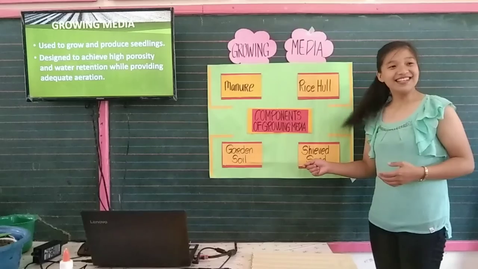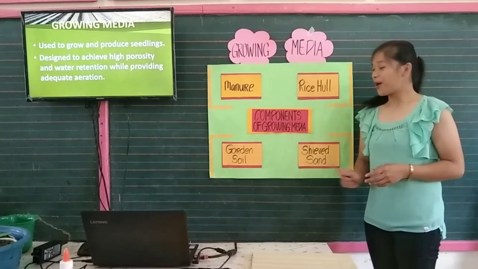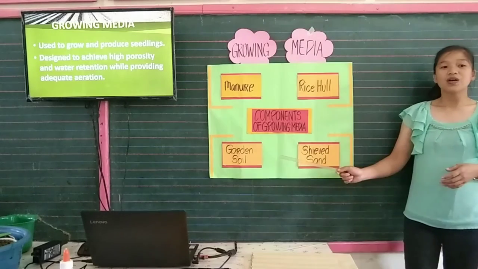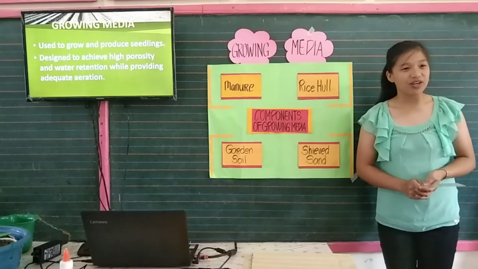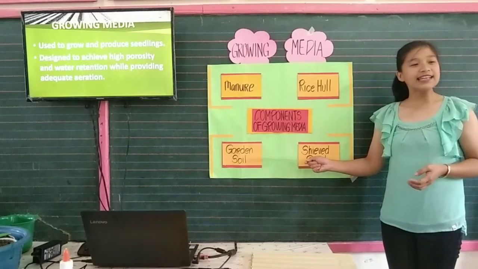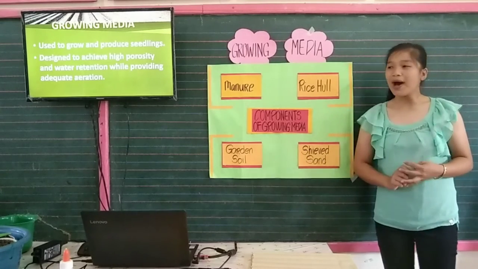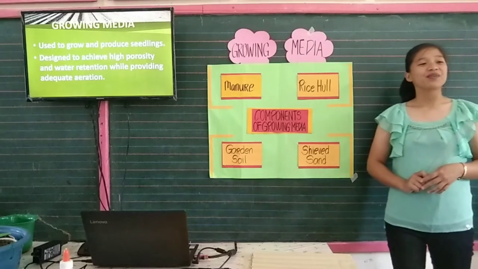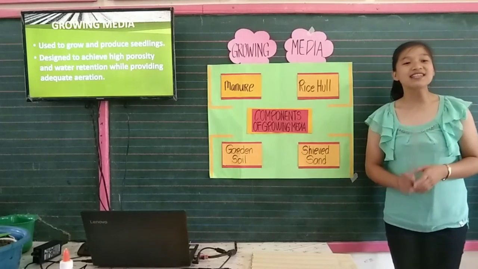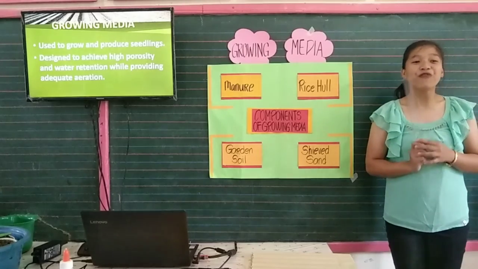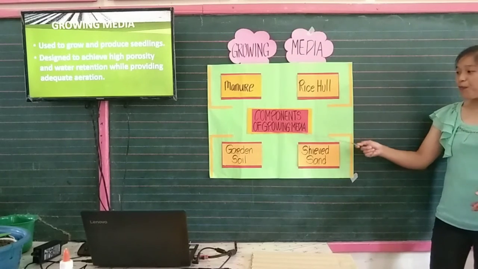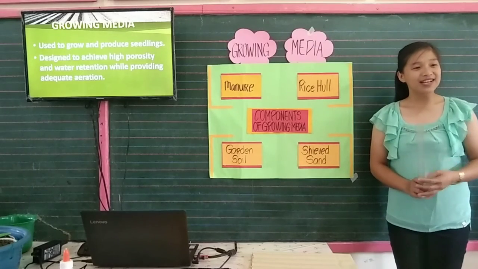So, how about garden soil? Okay, garden soil, very good. So, it says that garden soil loosens tight clay. It helps sand to hold more water. It makes the soil easier to dig. And that is the function of garden soil. How about the sand? Okay, very good. So, shaved sand allows roots to gather in packets to feed as they search for nutrients in the soil. Okay, so do you understand the components of growing media here, class?